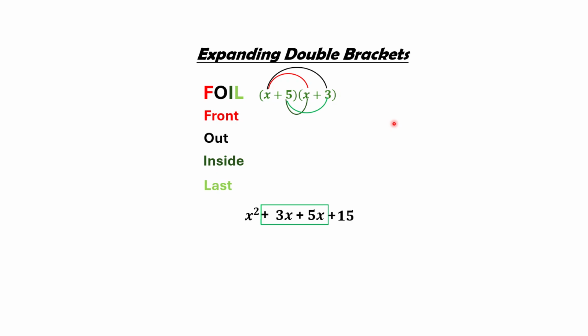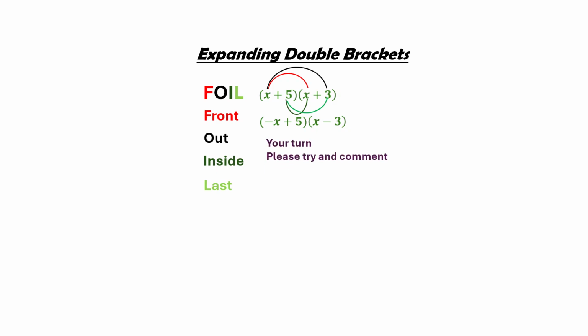To get the final answer, look at this 3x and 5x. They are like terms. It's like 3 bananas plus 5 bananas, so it's just 8 bananas. So your answer is x squared plus 8x plus 15. And that's it. Let's try this question. That's your turn. Try it and comment, please. I'll do one more question of this.